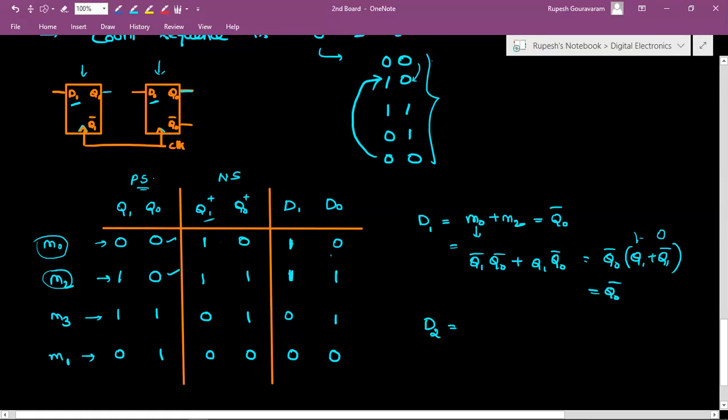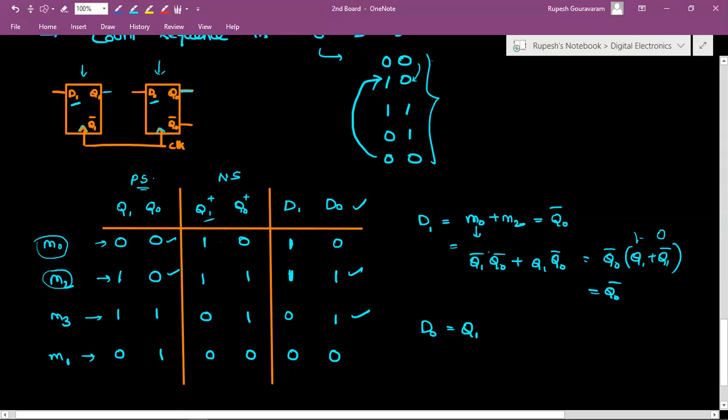Similarly, if you want to find D2, sorry, not D2, D0. So D0 will occur 1 at two places, that is M2 plus M3. So M2 plus M3 means it is Q1. So D0 will be Q1. Okay. So what should I connect here? What is the design?